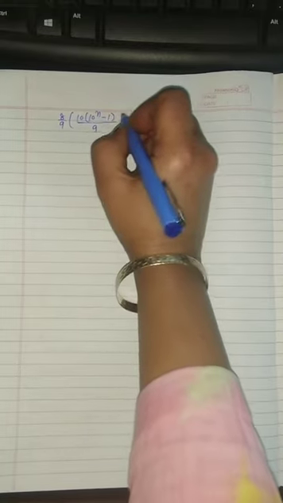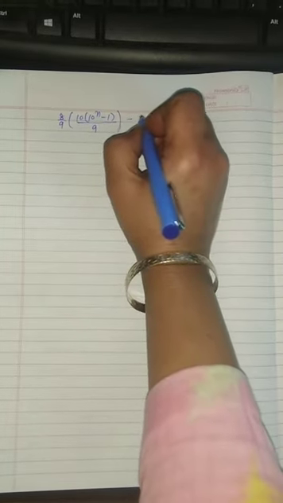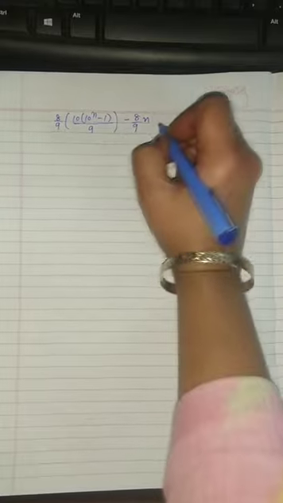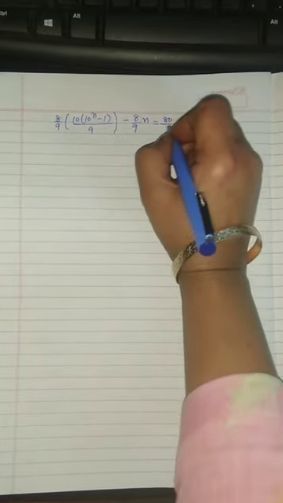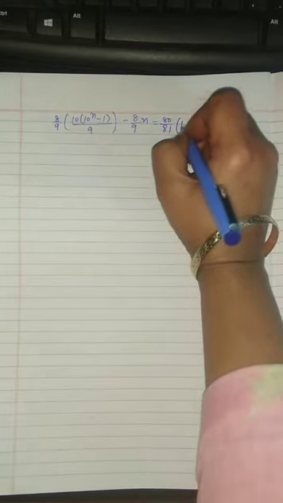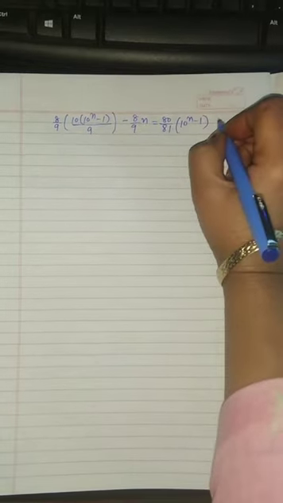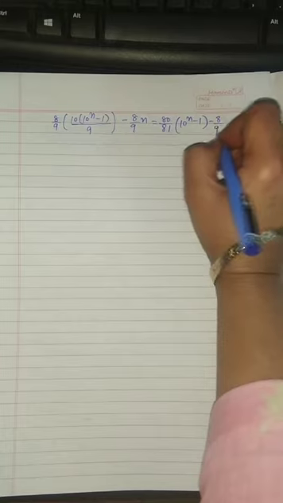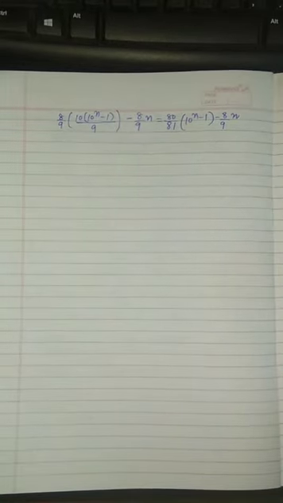Now 8 by 9 will be multiplied with both the terms. So 8 by 9 into (10 raised to power n minus 1) upon (10 minus 1, which is 9), then minus 8 by 9 into n. So it will become 80 by 81 (10 raised to power n minus 1) minus 8 by 9 into n.